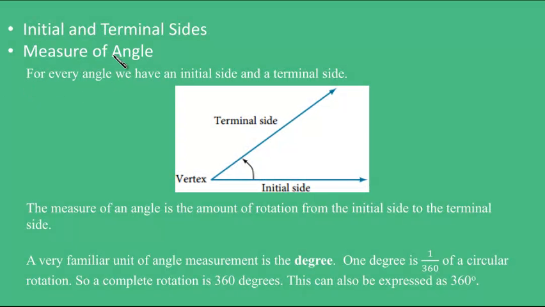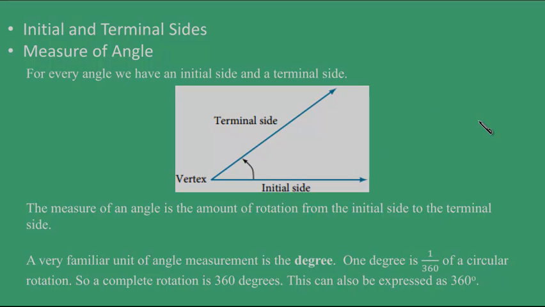Now for every angle, we have what is going to be called the initial side and the terminal side. One of the rays will be considered an initial side and the other ray will be considered the terminal side. And the measure of the angle is the amount of rotation involved in going from the initial side to the terminal side. One common measure of this rotation is simply to determine what fraction of 360 it is. And so the degree is simply 1 over 360 of a complete rotation.